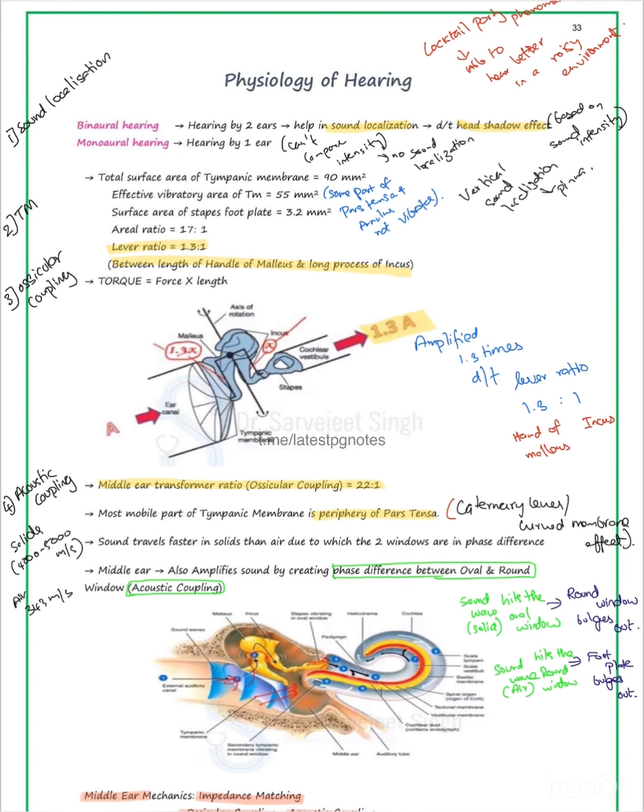But when there is monaural hearing, when only one stimulus is received by the brain, it can't compare the intensity of sound. No sound localization will be there.